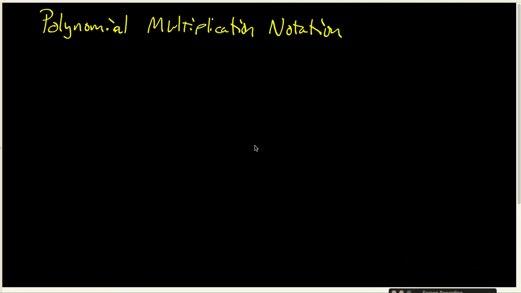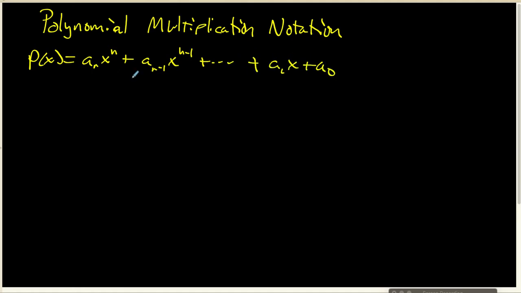In this video, I want to develop the notation that we need to describe the product of two arbitrary polynomials in a polynomial ring. So we are going to let p of x be this polynomial, which has degree n. And we're going to let q of x be this polynomial, which will have degree m.